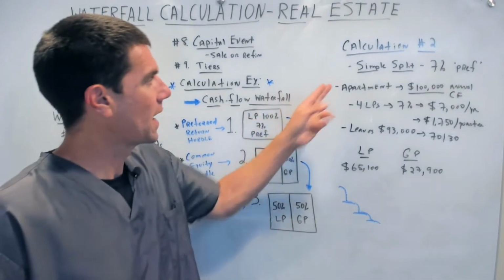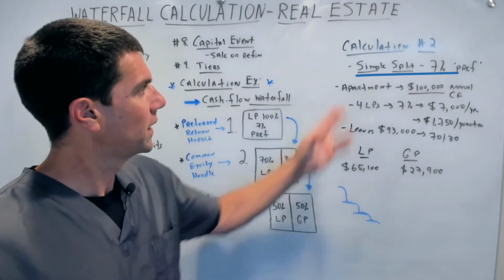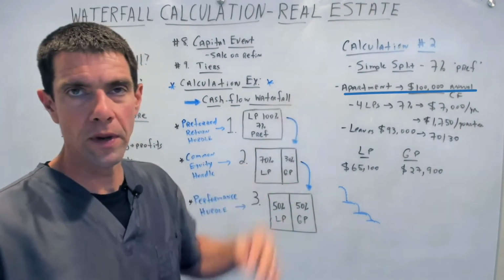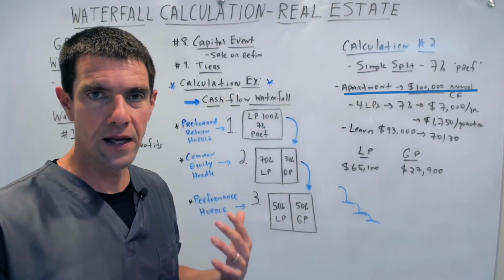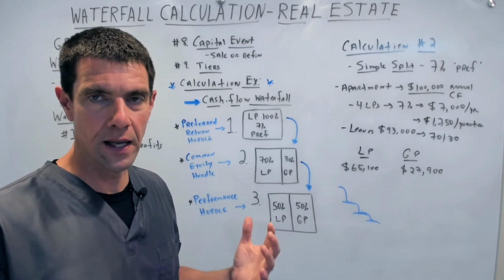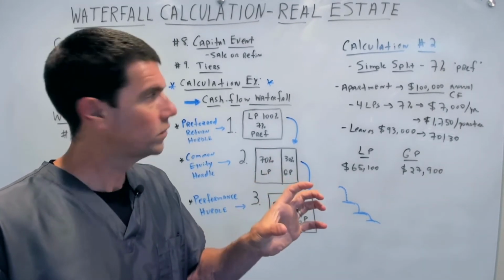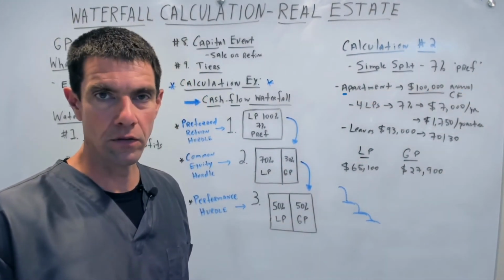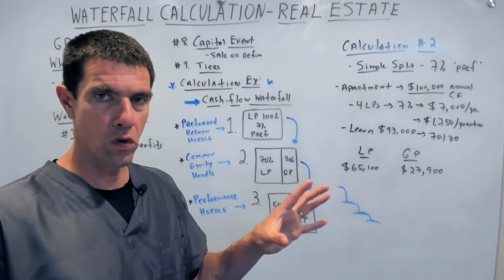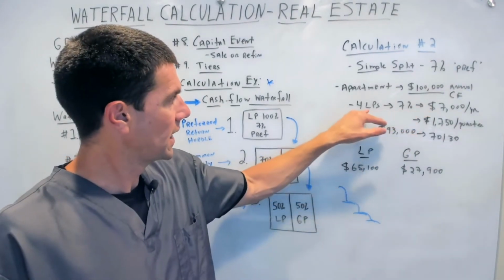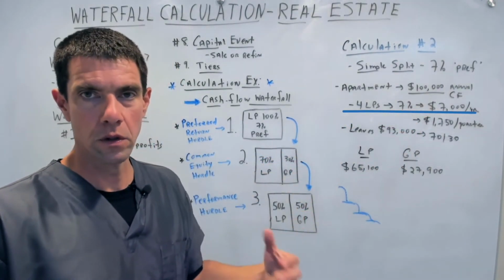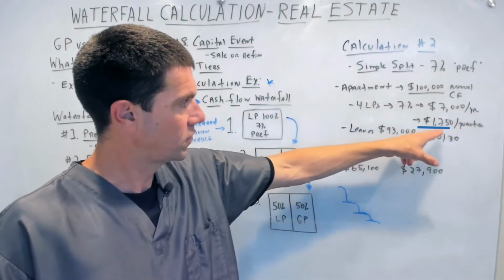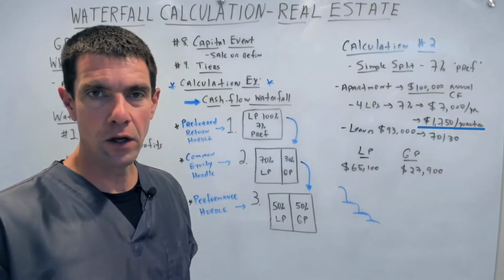Now, in our second calculation, we're going to look at a simple split, and it's going to have a 7% pref. So in this one, we're going to use an apartment complex as an example. Let's say Dr. C invested with 3 other doctors in an apartment complex that had an annual cash flow of $100,000. So in this example, the 4 limited partners get 7% off the top, which is 7% of $100,000, or $7,000 a year. This is split up to $1,750 a quarter.